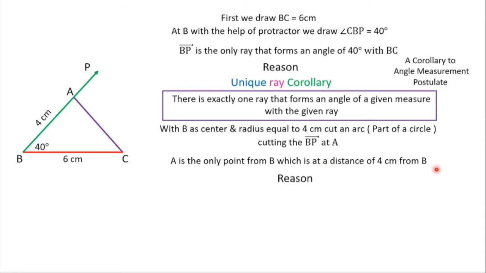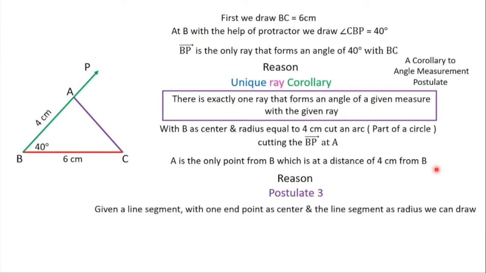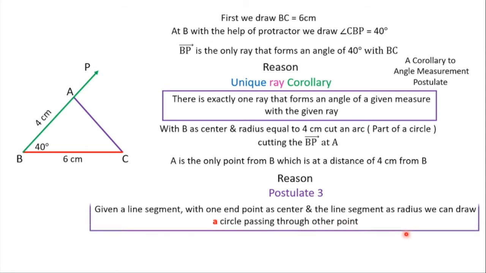For this also we can give a reason like this. For this we need to recall postulate number 3. Can you recall postulate number 3, friends? There are 5 postulates in geometry. Please try to recall them. Postulate 3 states that given a line segment, with one end point as center and the line segment as radius, we can draw only one circle passing through the other point.